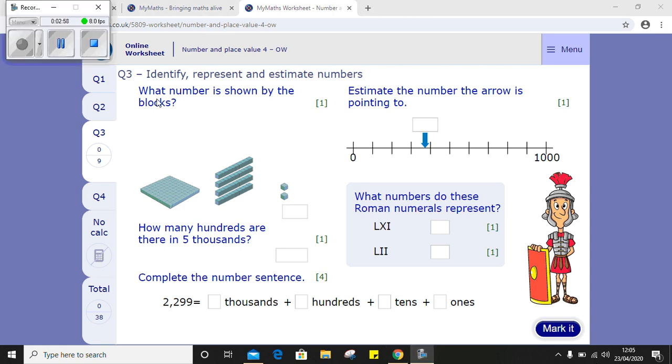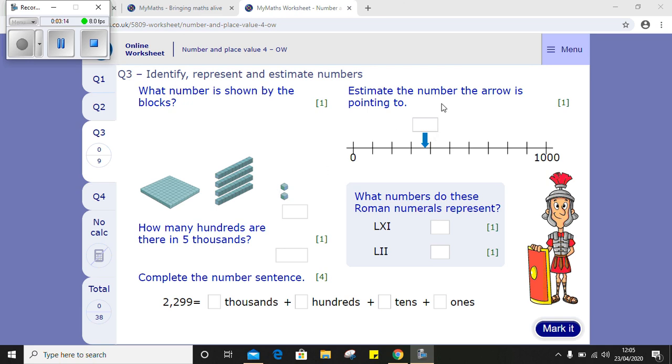Right, here we're looking at identifying, representing and estimating numbers. What number is shown by the blocks? So there you can see that this represents 1,000. This represents 100, and one of these represents 1. So you can figure out what number that represents.